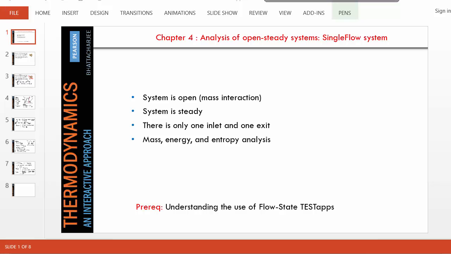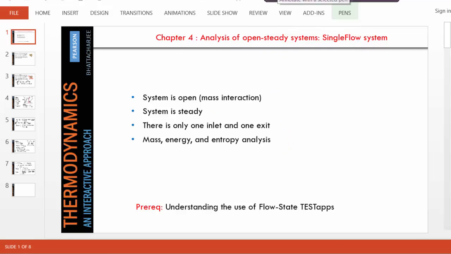Hello and welcome. In this exercise, we are going to solve a single flow passing through an open steady system using a suitable test step. The system is open, the system is steady, and there is a single flow, one inlet and one exit. We'll do mass, energy, and entropy analysis of this problem.